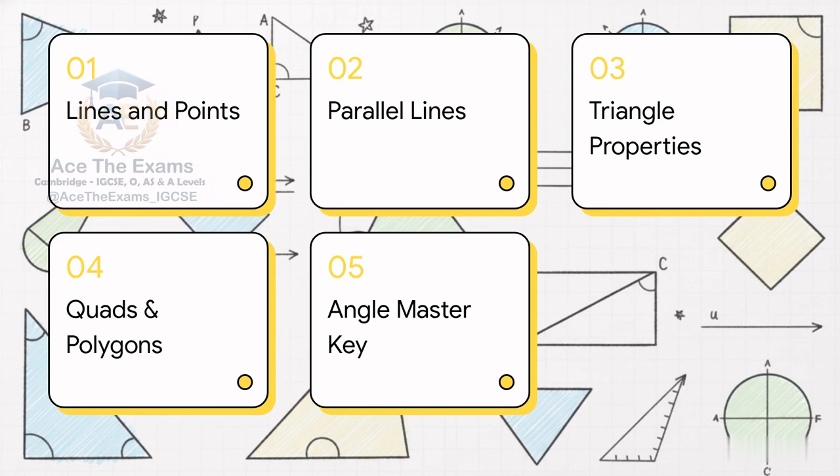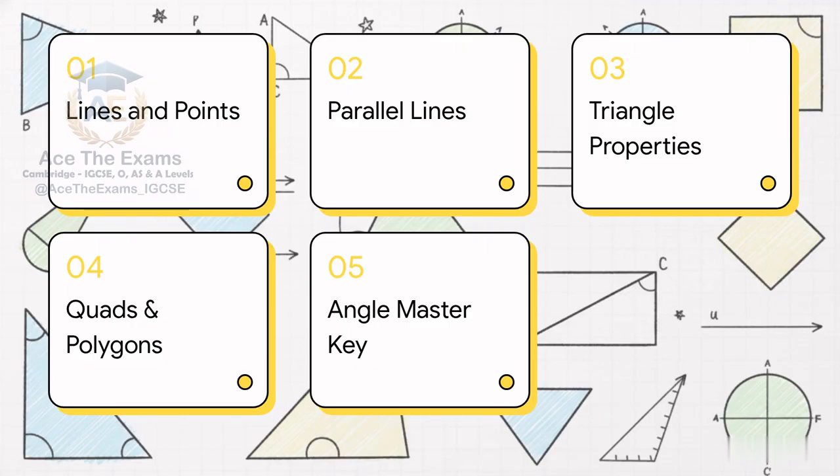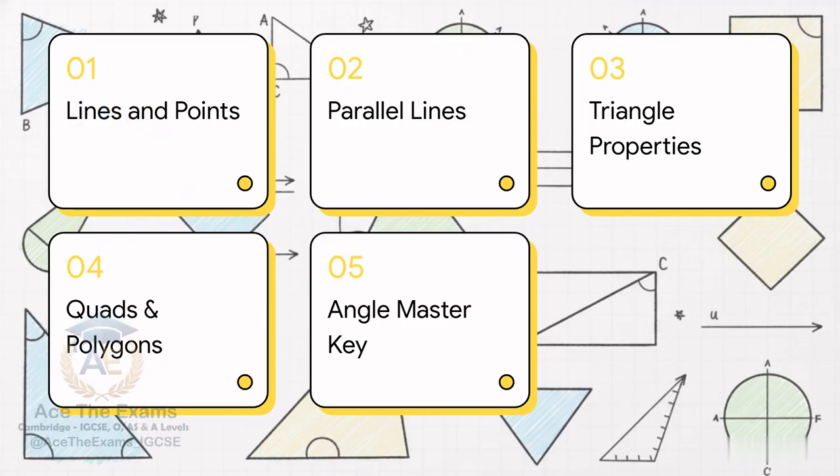Number 1, lines and points. Number 2, navigating parallel lines. Number 3, triangle angle properties. Number 4, quadrilaterals and polygons. And finally, number 5, the angle master key. We are going to follow a logical builder's progression here, leveling up at each stage.